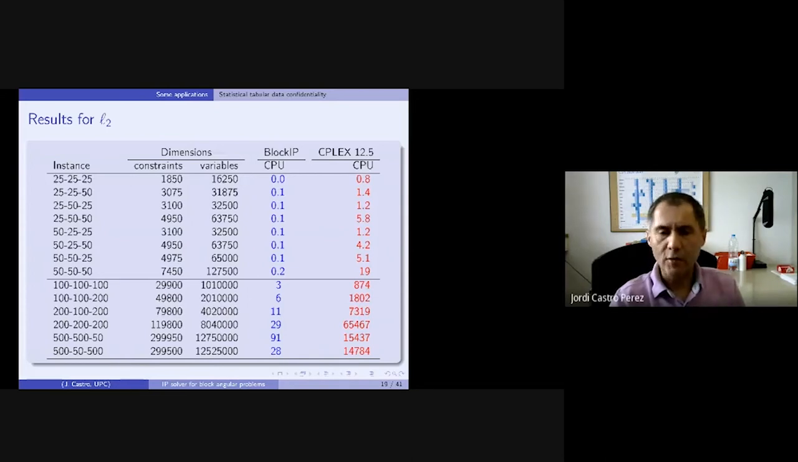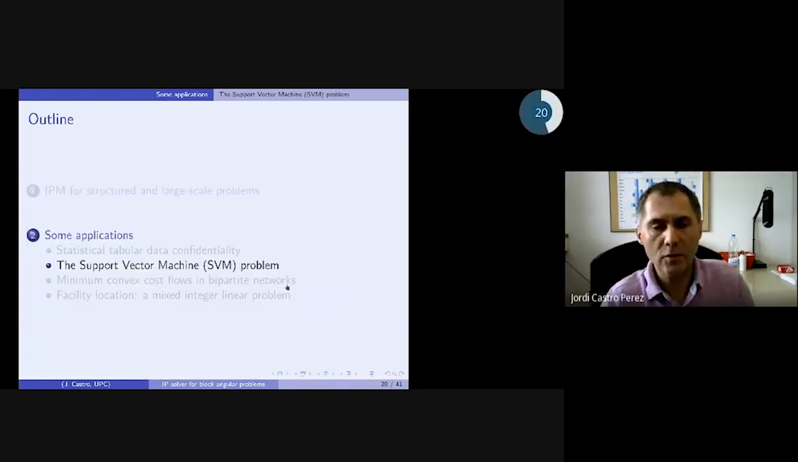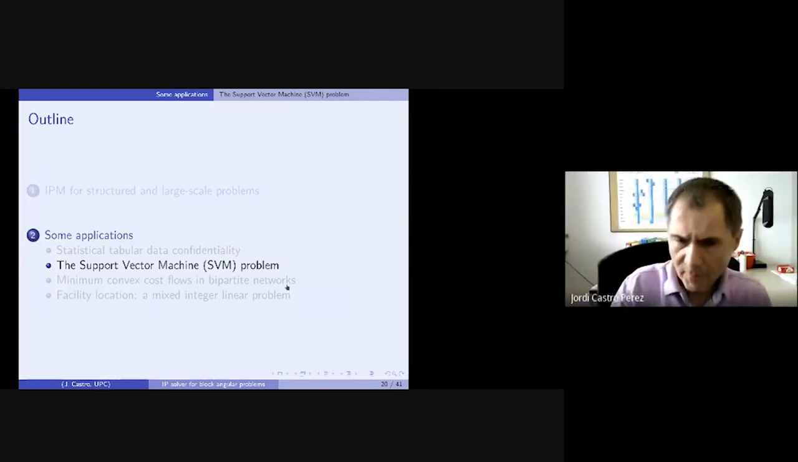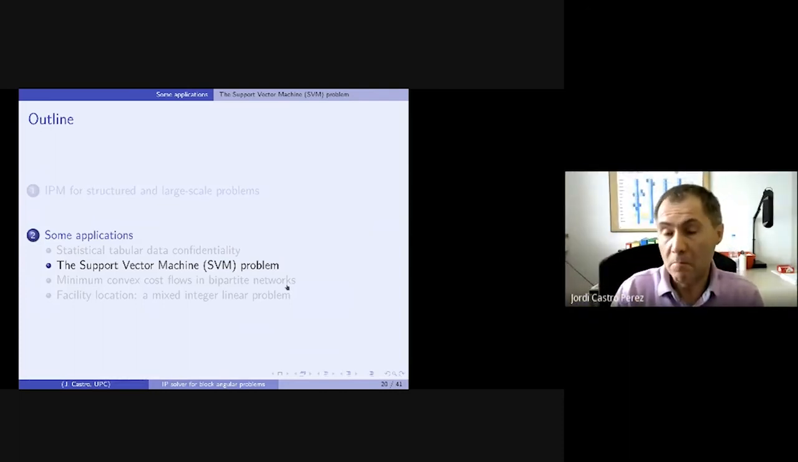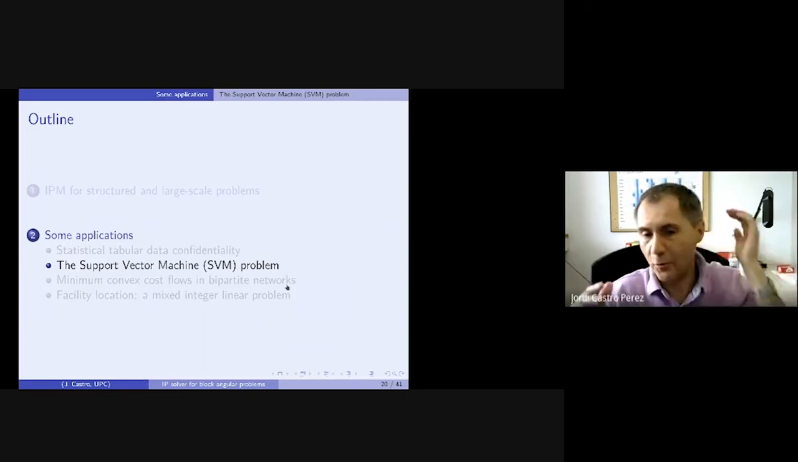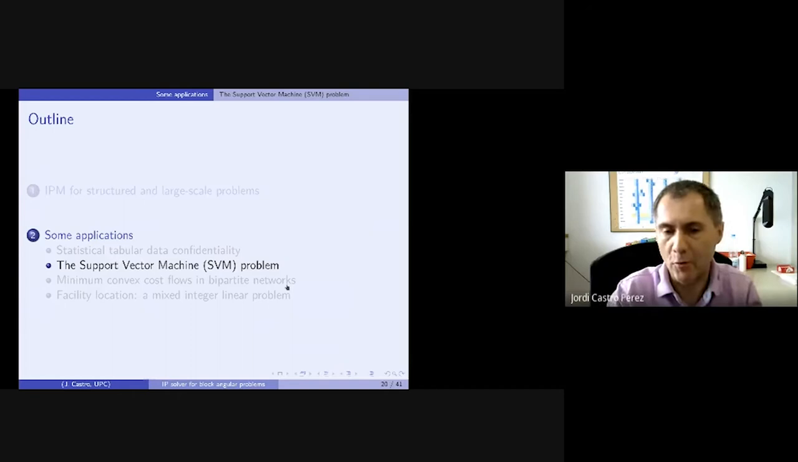And moving to the second application. The second application is the support vector machine problem, which is one of the most used tools in machine learning. Well, I don't know if you are familiar with support vector machines. I cannot see your faces, so I don't know if you already know the problem.